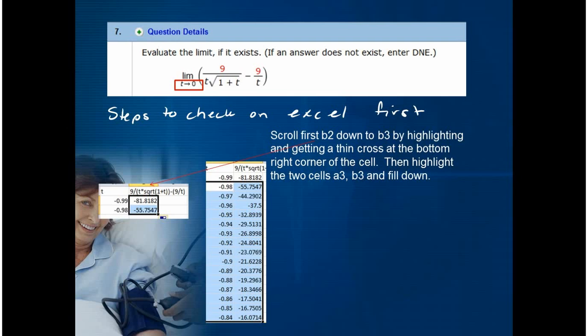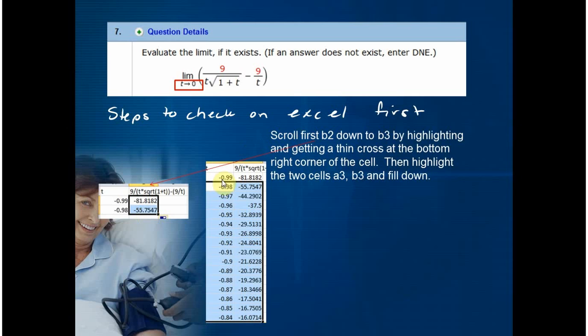The same goes for the y values. If I want to get the y value for -0.98, I don't have to retype my equation. I can just highlight that first box. My mouse will become a thin cross if I bring it down to the lower right corner. You should see the same thing if you bring your mouse to the lower right corner of this first box, highlight it, and then drag down. So I showed you the drag down, and it automatically finds the y value for that x value.